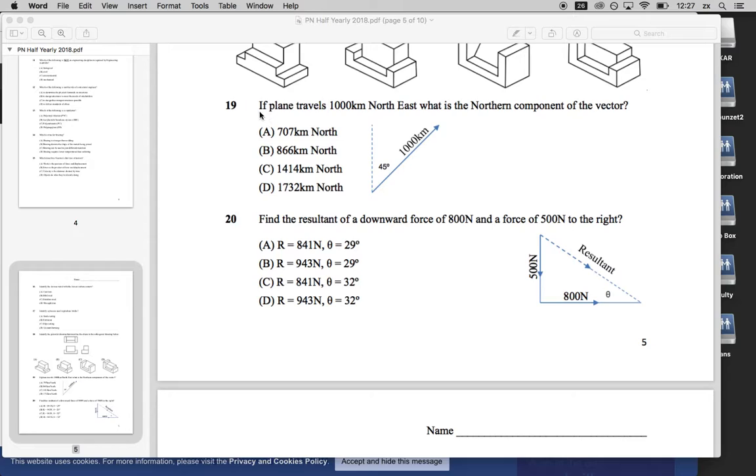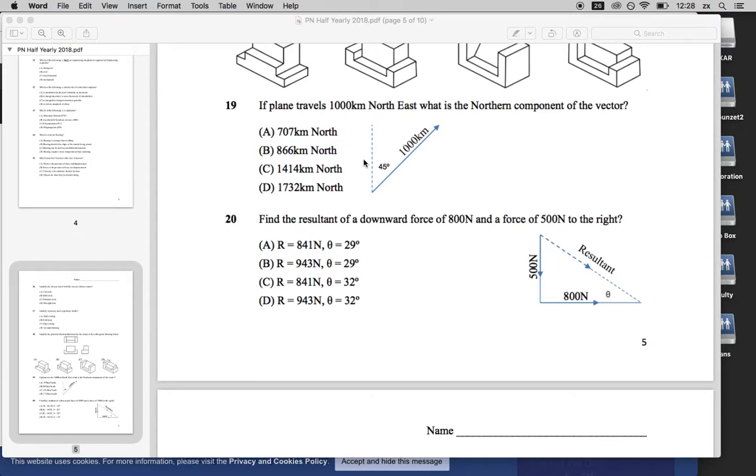Our next question is the vector components. So whenever we have 45 degrees, we've talked about the ratio, sine 45 or cos 45, in both cases, they're 70.7% of whatever the hypotenuse is. So if the hypotenuse is 1,000 kilometers, that means either of our sides is going to be 70.7% of that. So 707 kilometers north would be our north component.